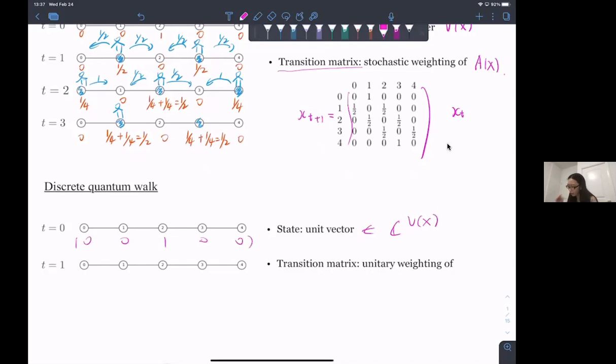Now for the next step, we are going to go to another unit vector supported only by the neighbors of 2. So you could have something like 0, let's say 1 over root 2 here, 0, 1 over root 2, 0. And we want this to be true no matter where we start in the graph. So that means the transition matrix must be a unitary weighting of the adjacency matrix of the graph.